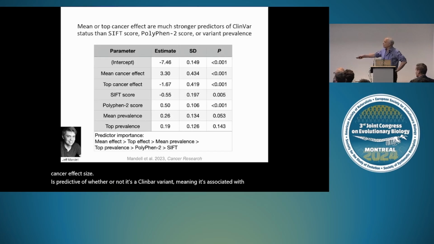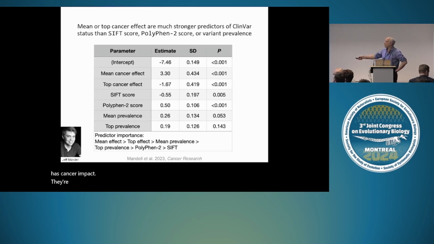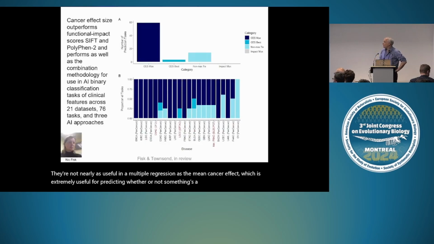Not only that, if you look at PolyPhen or SIFT, these are scores for predicting whether something has cancer impact, they're not nearly as useful in a multiple regression as the mean cancer effect, which is extremely useful for predicting whether or not something is a ClinVar variant. Not only that, if you do some AI sort of study, I have this amazing graduate student, now professor at URI, Nick Fist, who basically took 21 different data sets, 76 tasks, and 3 different AI approaches, and analyzed all of them. And in every single one, it turns out the cancer effect contains all the information you might want to know.